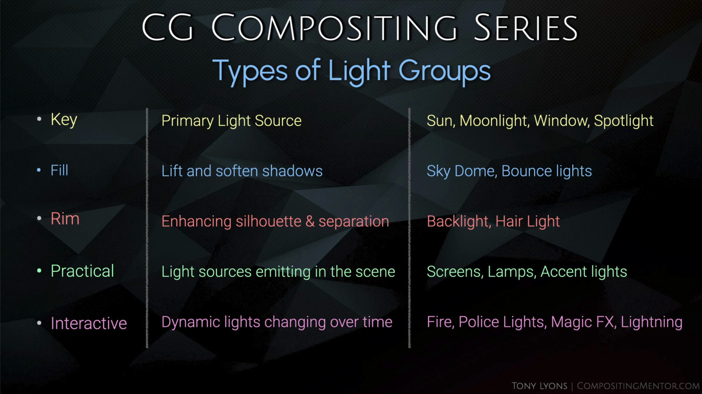So key light, which is kind of the primary light source. Think of the sun, or if it's a night scene, a moonlight, a window that's shining into an architectural rendering, or a spotlight on a stage, something that is the main source of light.